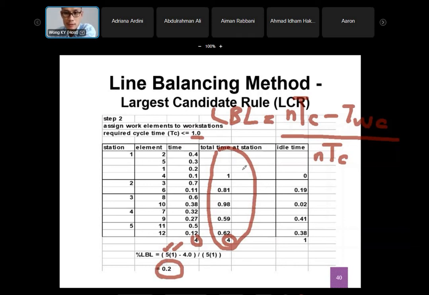So imagine if your line is fully balanced. For workstation 1, the cycle time is 1. For workstation 2, the cycle time is also 1. For workstation 3 is also 1, 1, 1. Okay, if everything is 1, then you will get line balancing loss equals to 0, because there is no loss. But I said before, this is just not possible in practice, because it's very seldom we can have all the workstations having the same cycle time. There must be a certain variation.